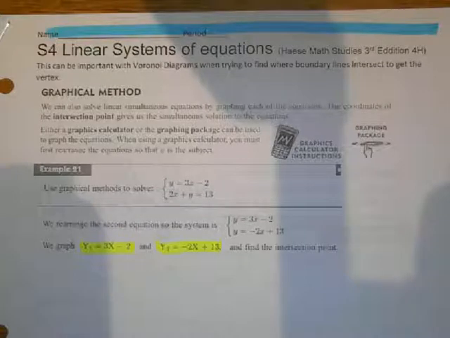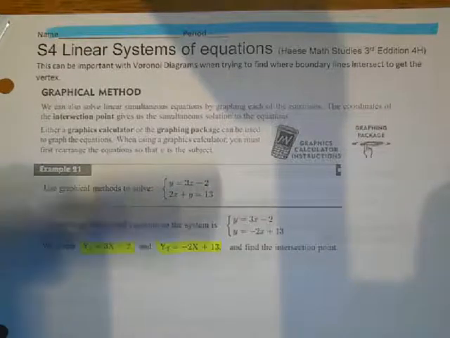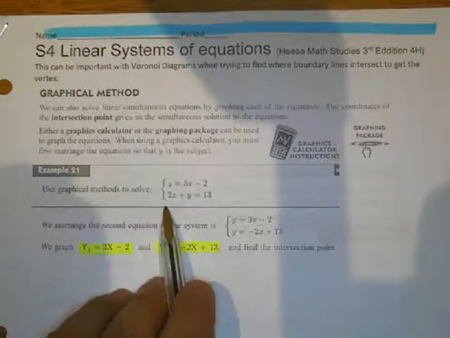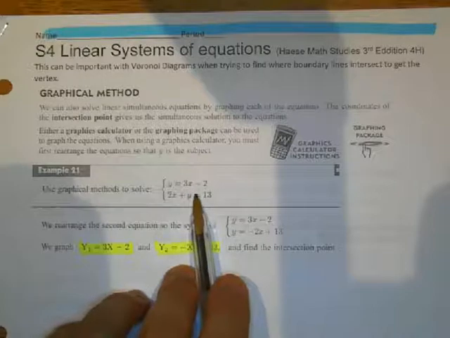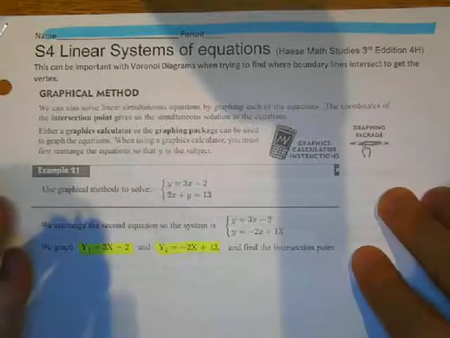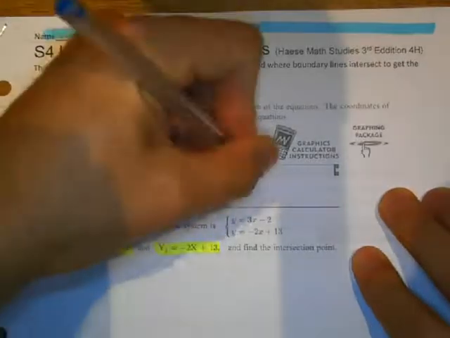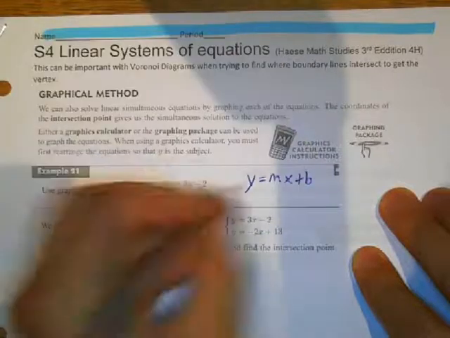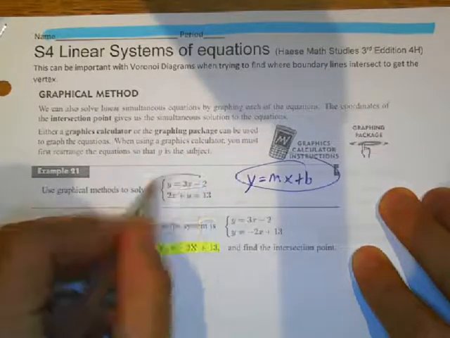All right, we're going to talk about linear systems of equations. Okay, so here I've got two equations, y equals 3x minus 2 and 2x plus y equals 13. So we want to get both equations into y equals mx plus b in that kind of form. The first one's already in that form.